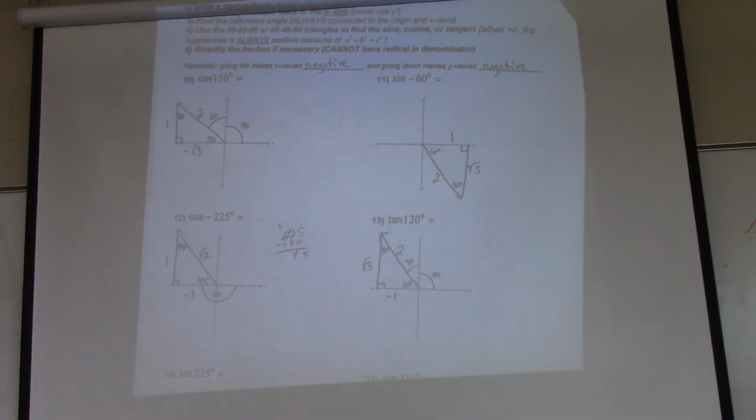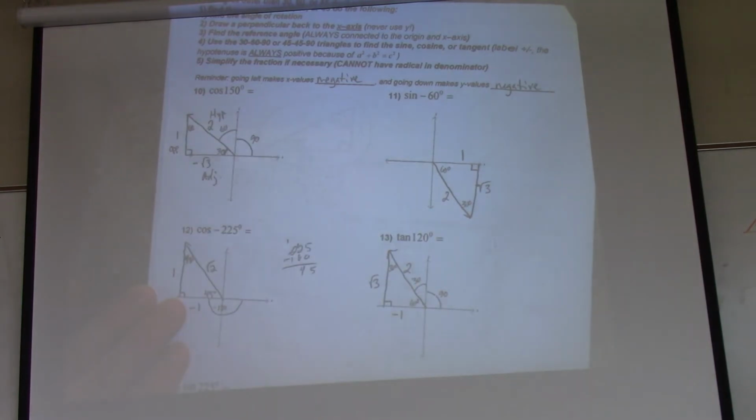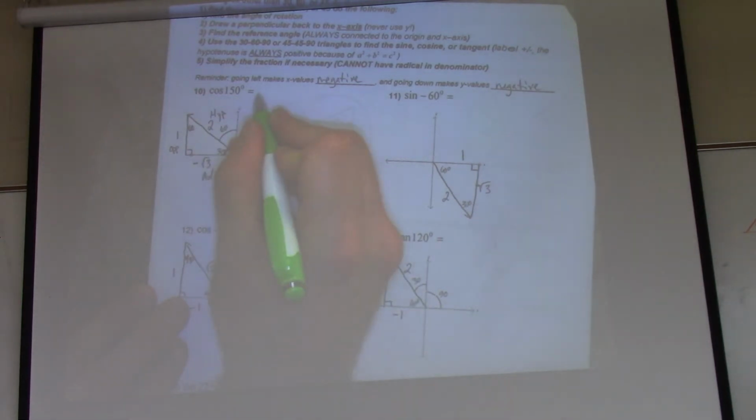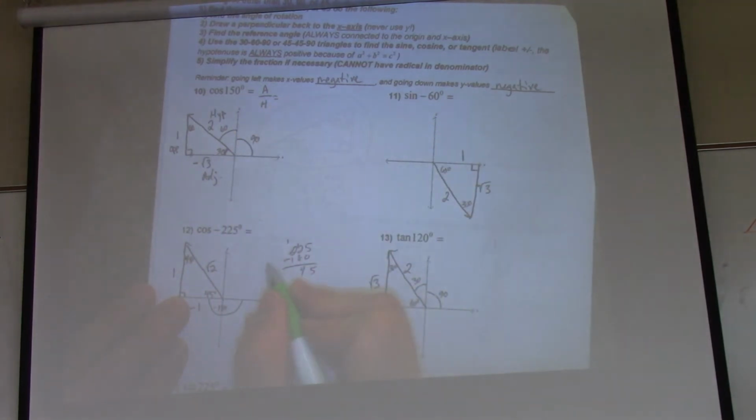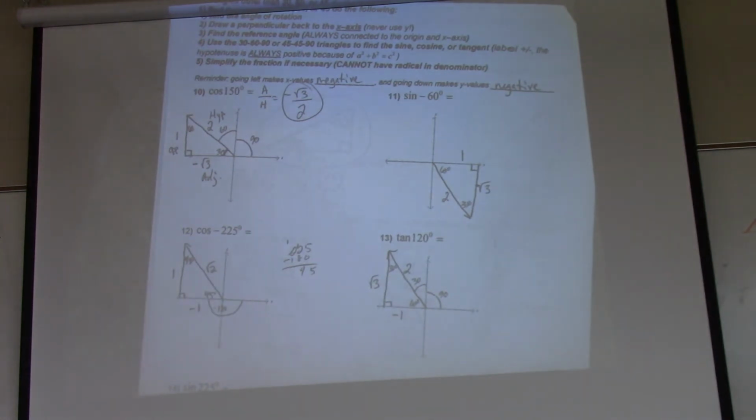Okay? Now it's just find the cosine, sine, or tangent. And you're just doing it from this angle. So from this angle, let's label it. This is my side opposite. This is my side adjacent. And this is my hypotenuse. Well, I want to find the cosine. Cosine is adjacent over hypotenuse. What's the adjacent value here? Negative square root of 3. What's my hypotenuse? 2. That's it. We did all that work to get that answer.